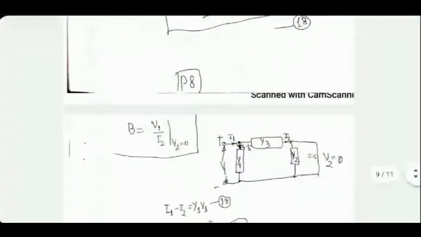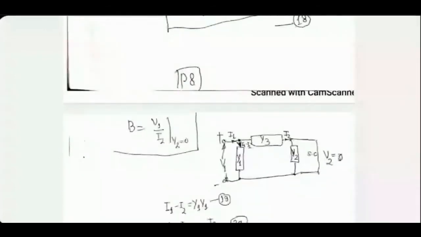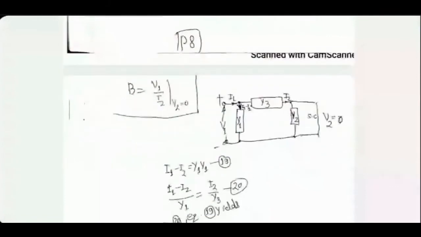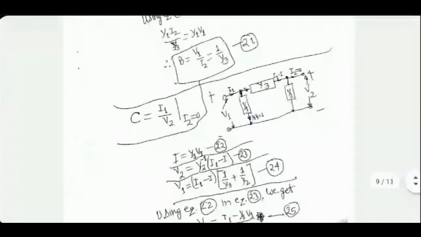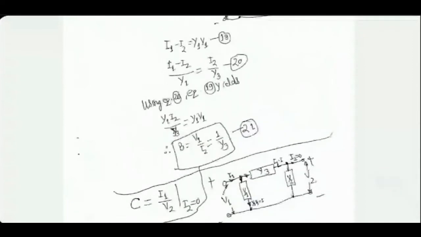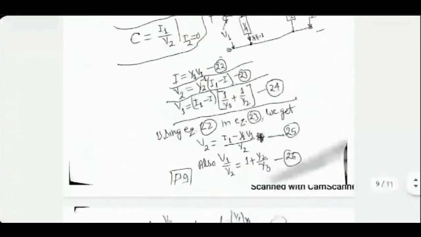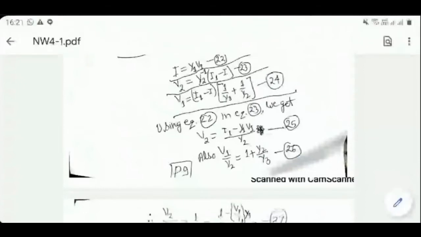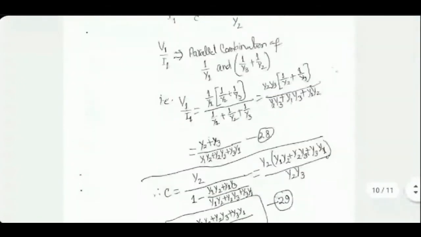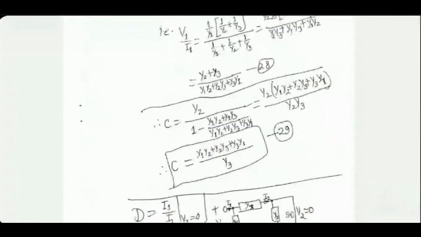And I apply other definitions again. In this case, V2 is 0. For calculating capital B, V2 has to be 0. So the effect of Y2 goes away. And after doing basic derivations, B turns out to be 1 divided by Y3. For C, again, I2 is 0. You can go through the derivations. If you see a mistake, let me know anytime. C's derivation is a little lengthier, but maybe you can figure out a simpler way.